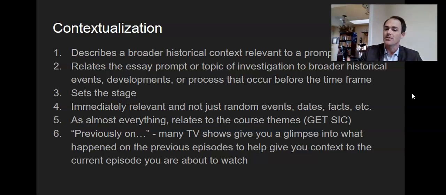Why? To help give you context, to help you understand the episode you're about to watch. Now, do they just choose random scenes from previous episodes? No, they choose scenes that are directly related to the episode you're about to watch. So that is what you need to do in a contextualization statement.